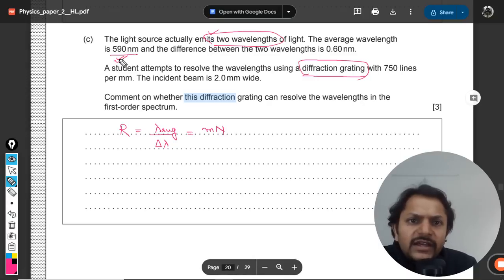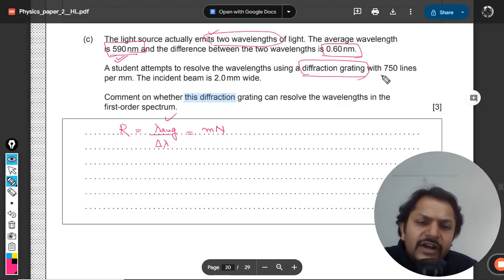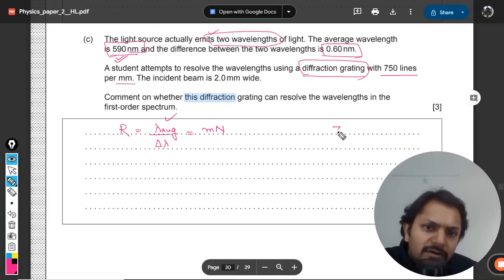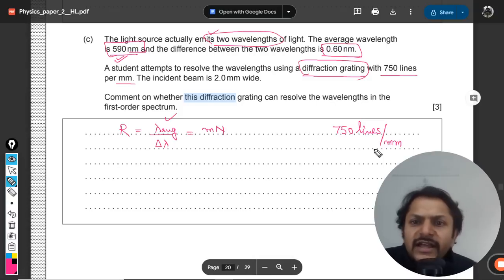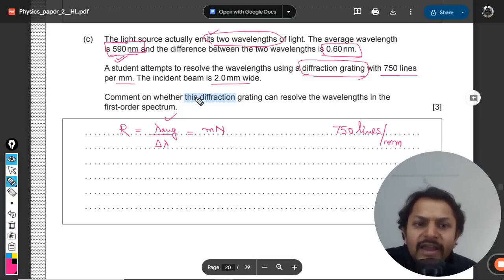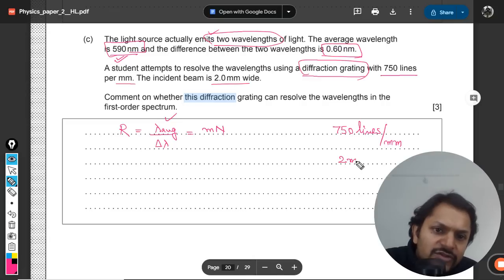So the average wavelength is given. The difference between the two wavelengths is also given. So directly delta lambda is given and lambda is given. So this value is given to you. Student attempts to resolve the wavelength using a diffraction grating with 750 lines per millimeter. The incident beam is 2 millimeter wide. So the total length is given as 2 millimeter.